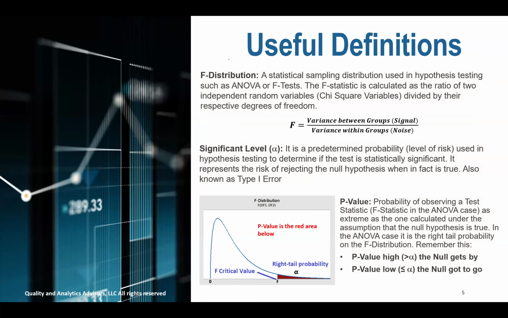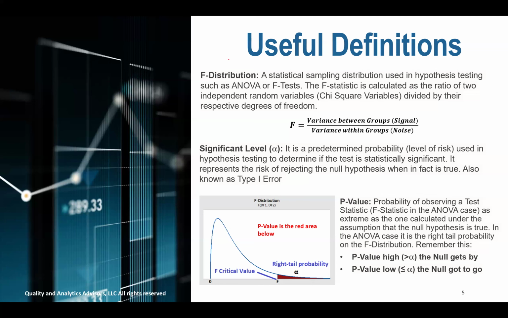Some useful definitions. Anytime that we are solving hypothesis test type problems, we're going to be working with sampling distributions. One of the sampling distributions that we're going to use for the F is the F distribution. This is a statistical sampling distribution, very common in hypothesis testing. We can see it in ANOVA, which is exactly the tool we're going to cover today. And also is being used for tests of equal variances.